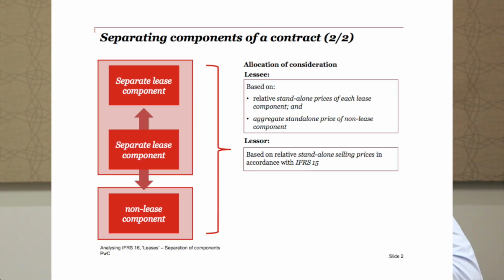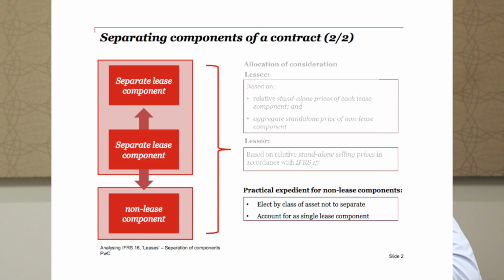Okay, so that covers how we identify the separate components within the lease. What guidance does the standard then provide us when it comes to allocating the consideration between those components? Yeah, the standard contains guidance for both the lessee and the lessor on how to allocate the consideration. Well, the lessee allocates the consideration based on relative standalone prices. And the lessor? Well, the lessor is more in line with the IFRS 15 guidance, and the lessor does it based on standalone selling prices.